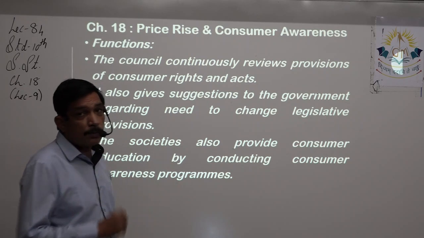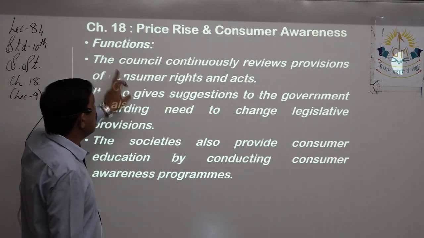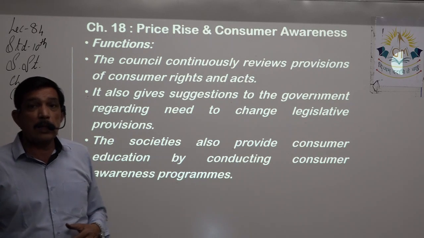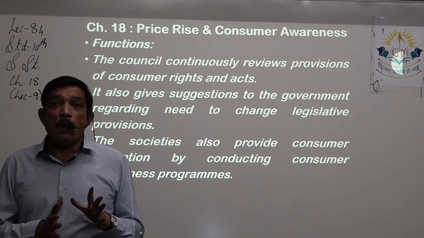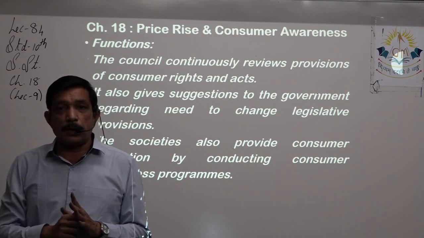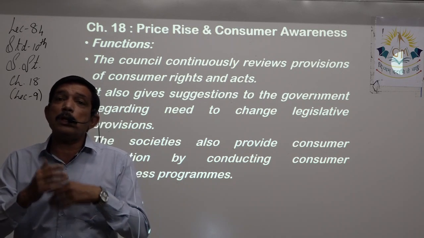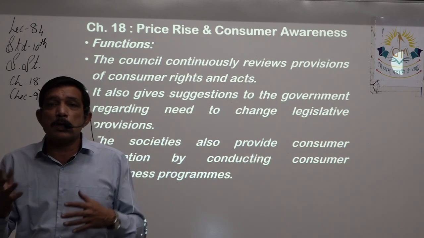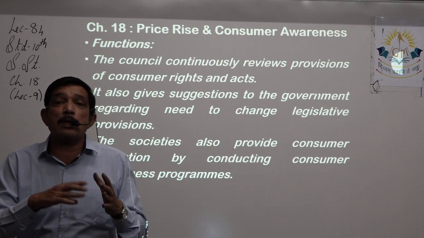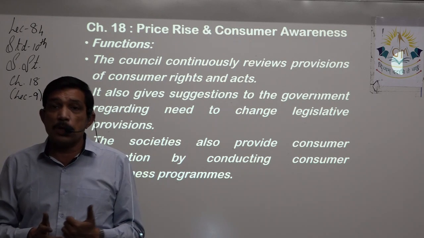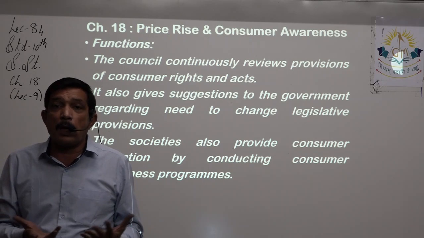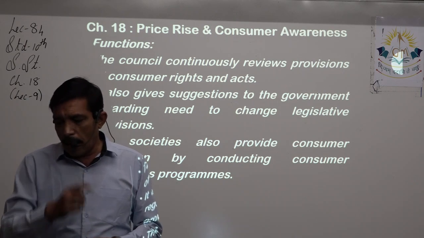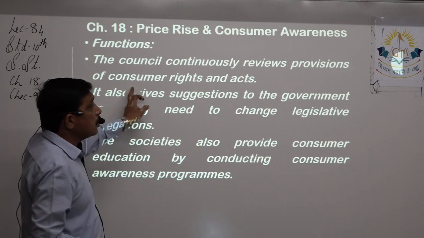Now, what is the function of these societies? The very first function is that the council continuously reviews the provisions of consumer rights and acts. It keeps on doing so, because rights are there, but what things can be included in this right? Those things keep on changing from time to time as science and technology advances, as ways and methods of payment keep on changing. Yes, new products come to the market. So in this way, it continuously keeps on working so that the provisions of consumer rights and acts can be maintained.